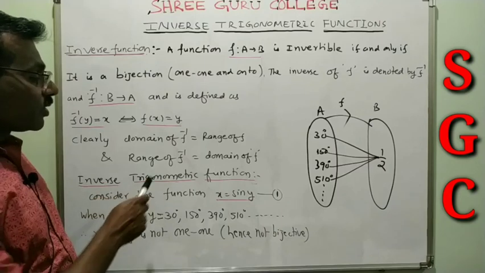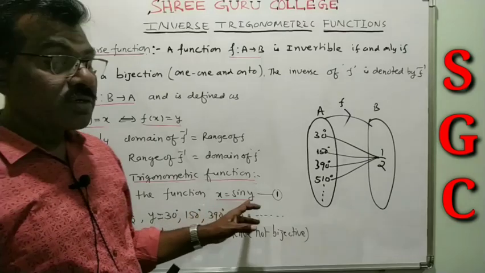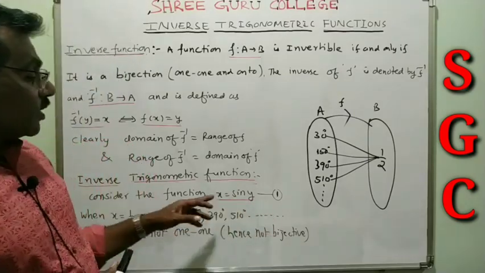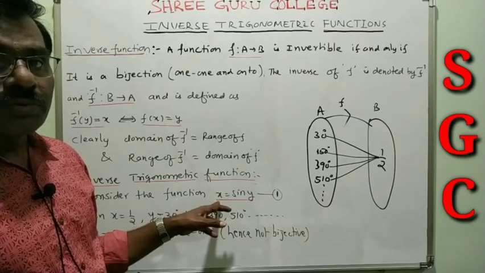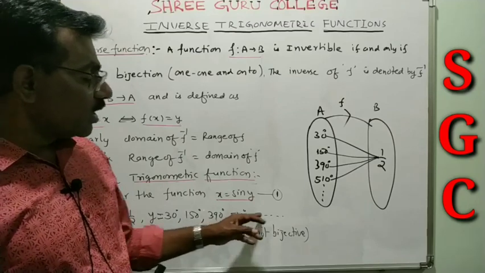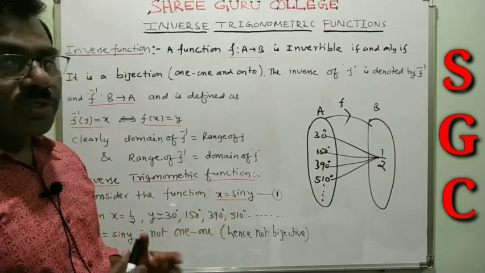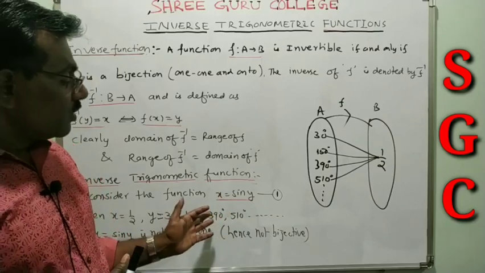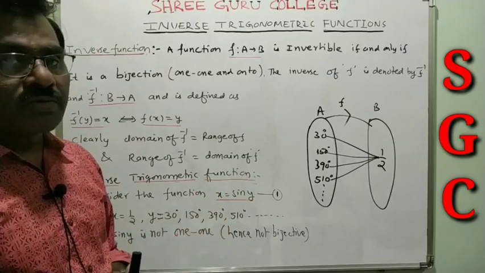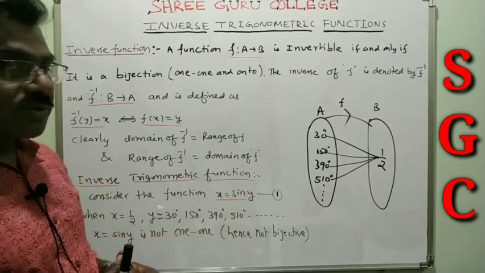The inverse trigonometric functions. Suppose we consider the function x is sin y. When x is 1 by 2, the y value is 30 degrees, 150, 390, 510, and so on. So sin y equals 1 by 2. How many values of y are there if x is 1 by 2? There are infinite values. This is called the general solution of sin y equal to 1 by 2.